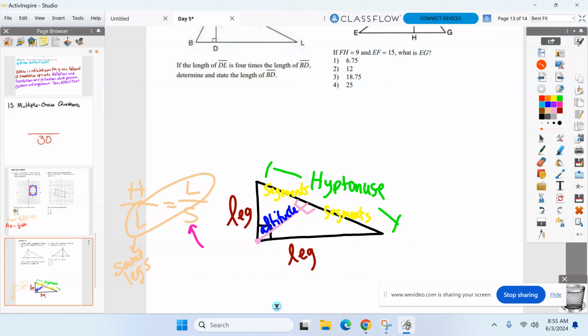And real quick, this is a big one here. Which segment do you pick? Because it can't be any one you want. The one next to the leg you're using. Yep. Leg adjacent, next to the leg being used. Segment next to leg being used.